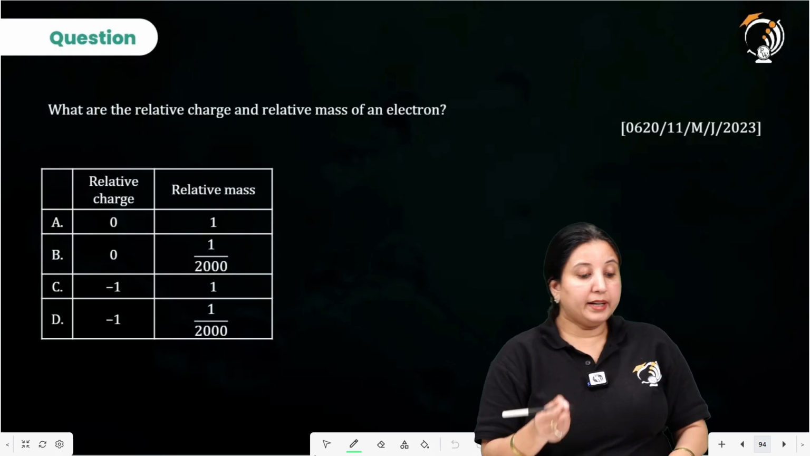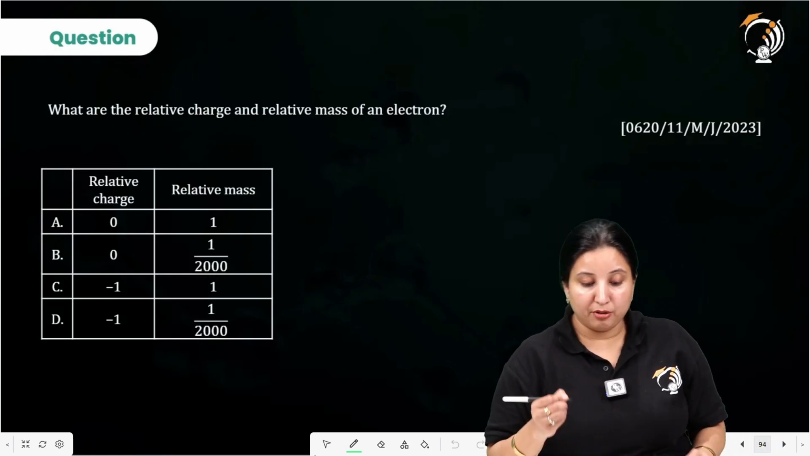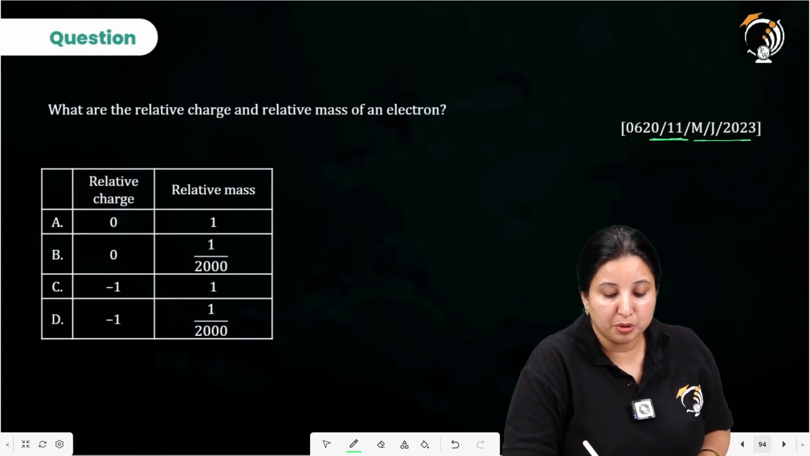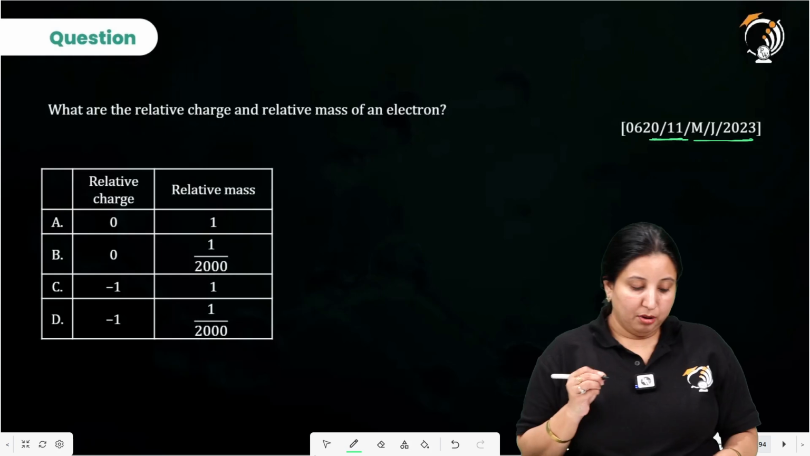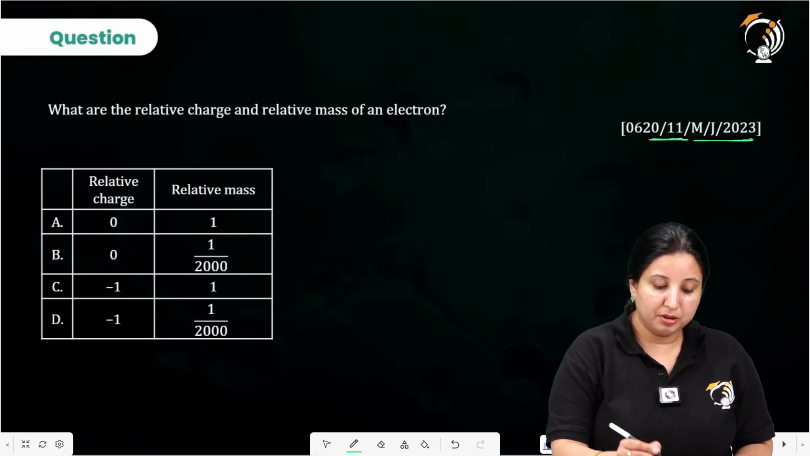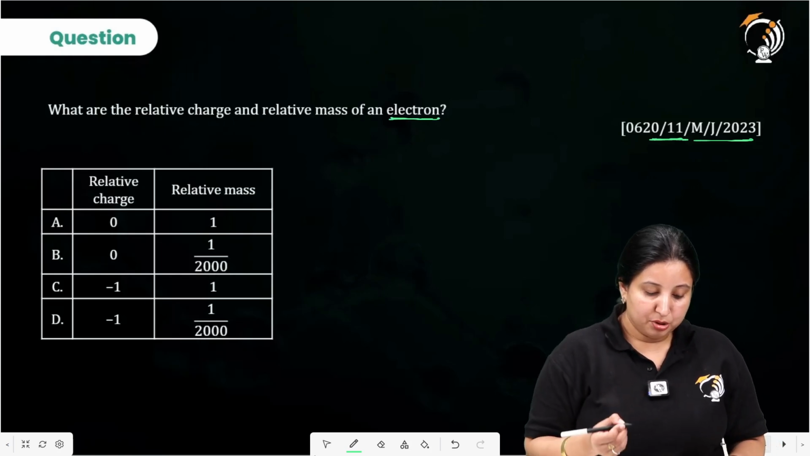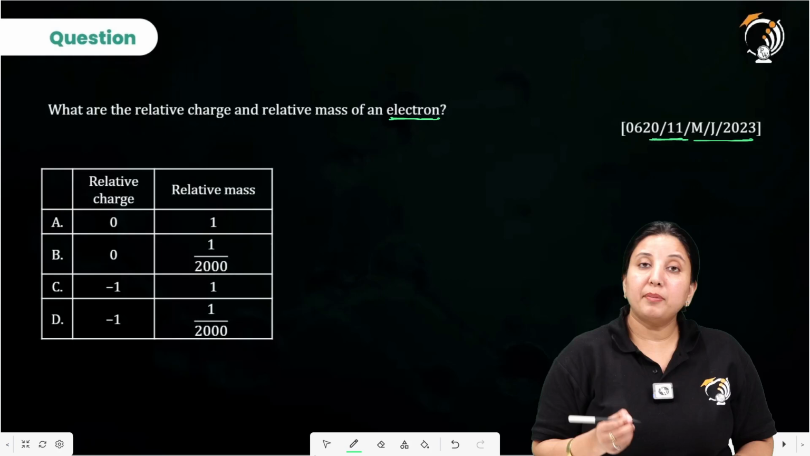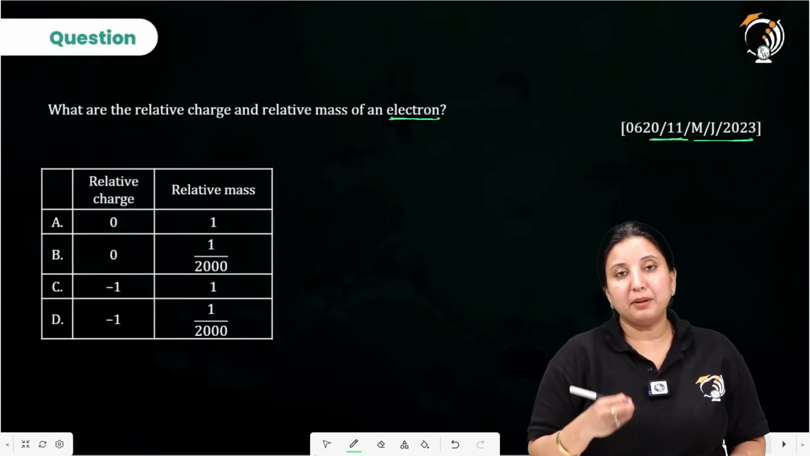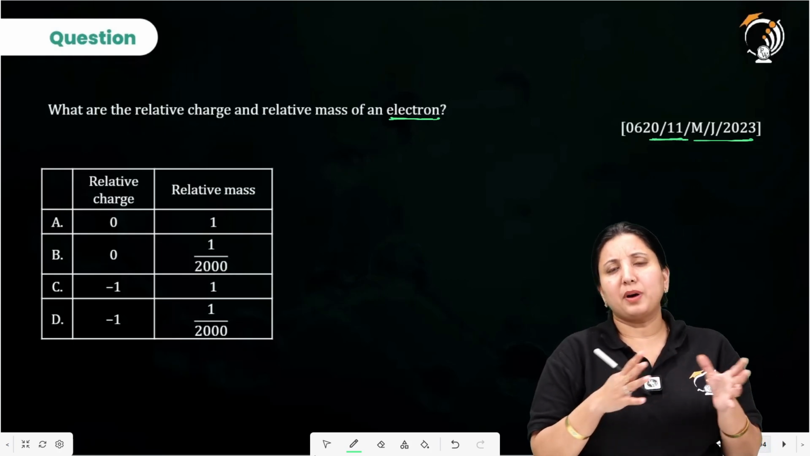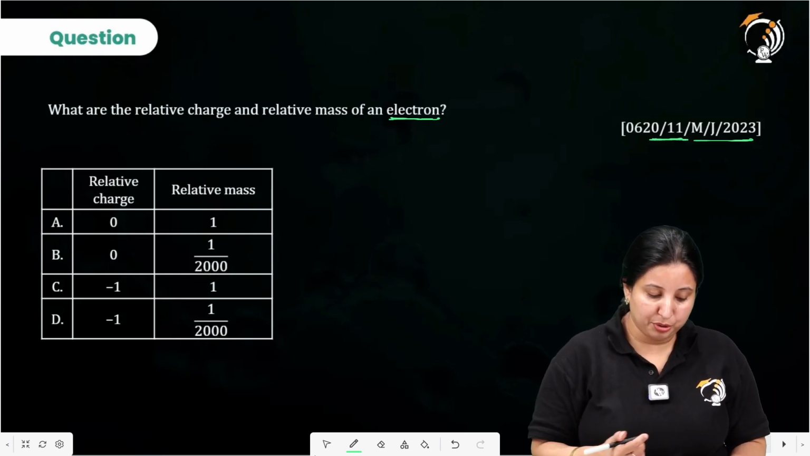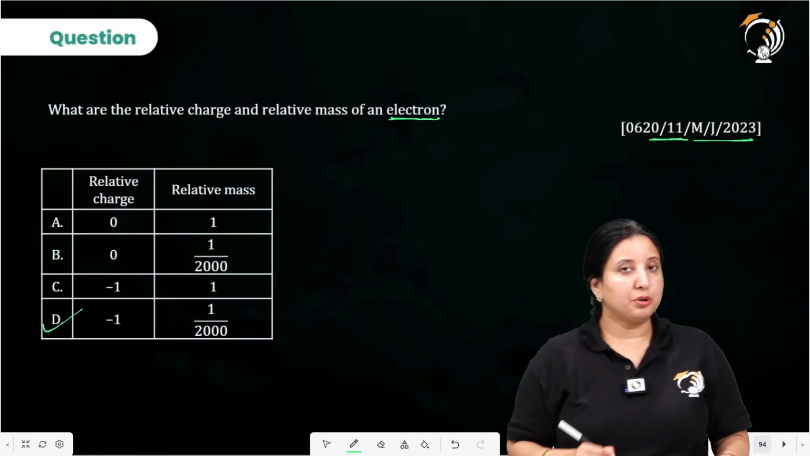What are the relative charge and relative mass of an electron? Look, this is from the variant 11 May-June 2023. Now look, relative charge. The question said electron. So basically the charge is what? -1. And if I talk about the relative mass, then it is 1 by 2000. Basically it is 1840, but if I am going to just bring a nearest value, it is going to be 2000. So option D is going to be the answer.